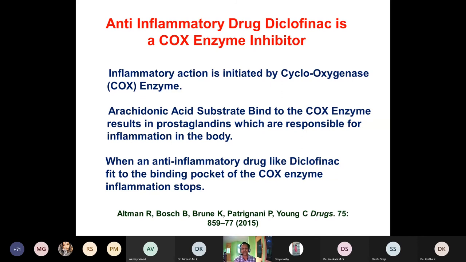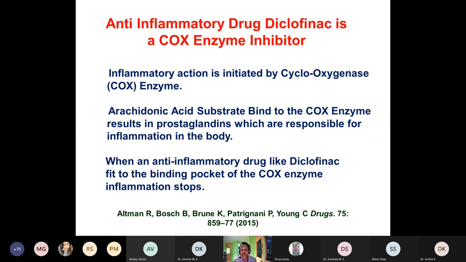And what is the role of an anti-inflammatory drug? We use diclofenac sodium as a painkiller, or an anti-inflammatory drug. Aspirin and ibuprofen are all anti-inflammatory drugs. What is the activity of this drug? This drug has more binding capacity than arachidonic acid to the active site of cyclooxygenase. I repeat, these anti-inflammatory drugs have more binding affinity to the active site of the cyclooxygenase protein.